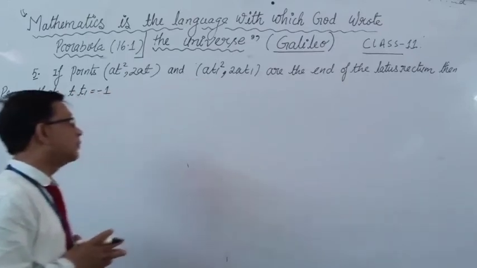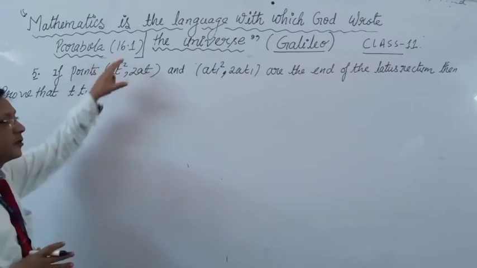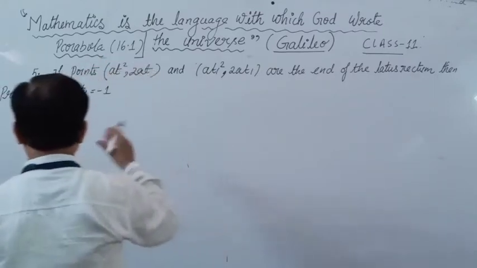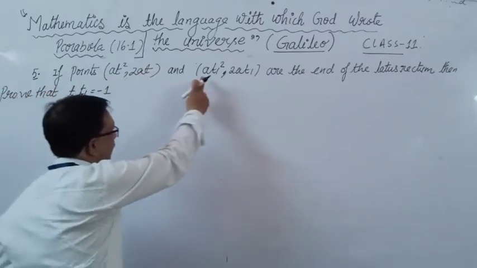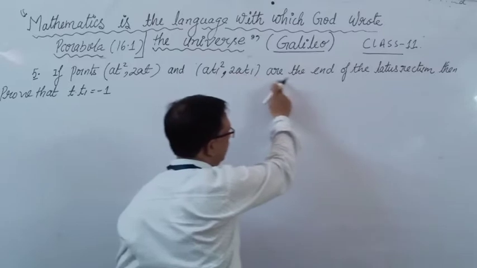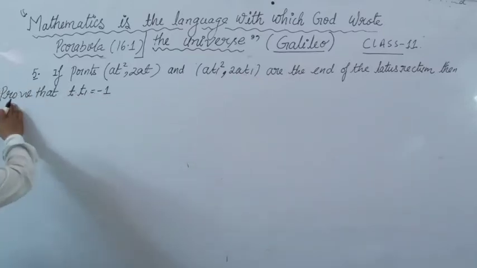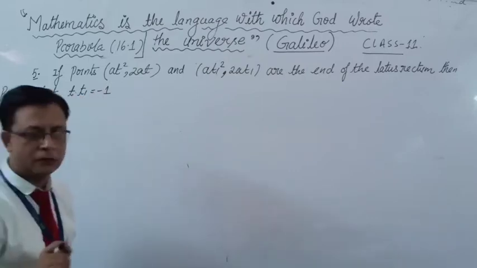Okay. Now come to our lesson. We are doing exercise 16.1 of the parabola. And here we write a very good question. If the points at1 square, 2at1 and at2 square, 2at2 are the ends of the latus rectum, then prove that t1 is equal to minus 1.